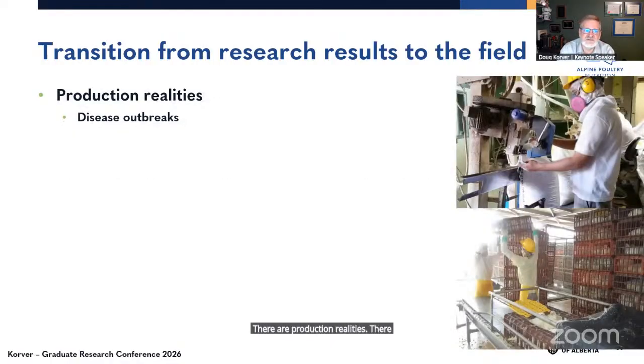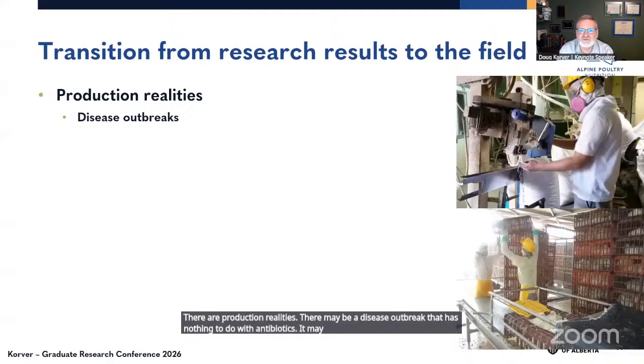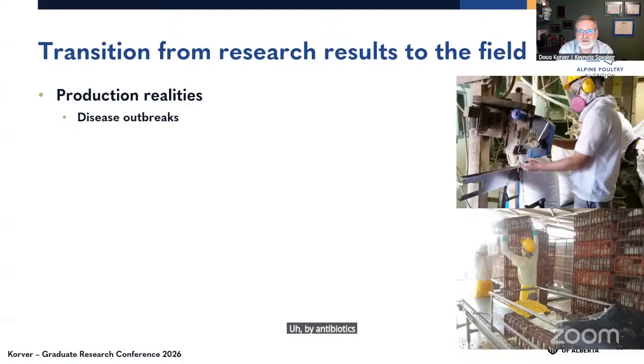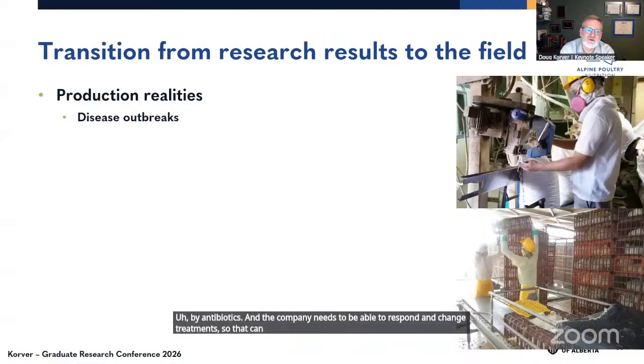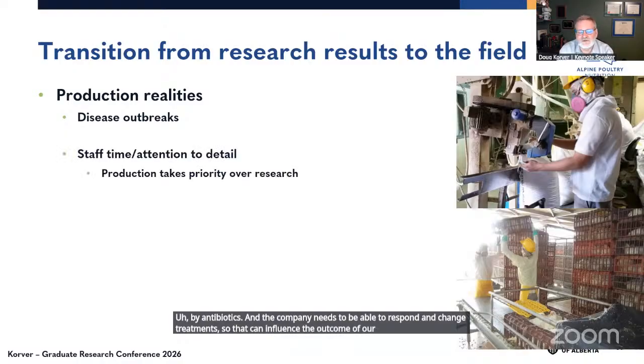There are production realities. There may be a disease outbreak that has nothing to do with antibiotics. It may be a viral disease or a disease that is not controlled by antibiotics. And the company needs to be able to respond and change treatment. So that can influence the outcome of our experiments.